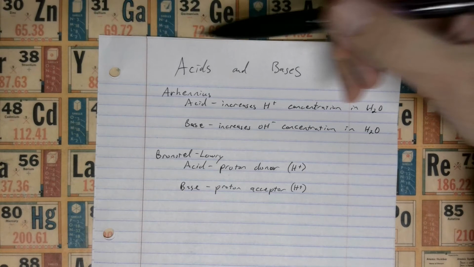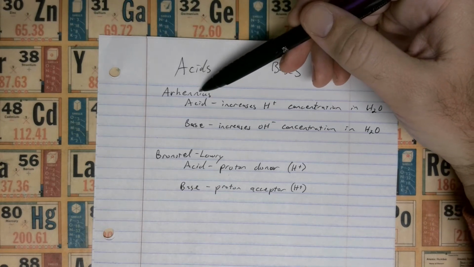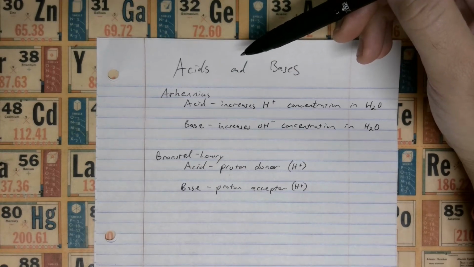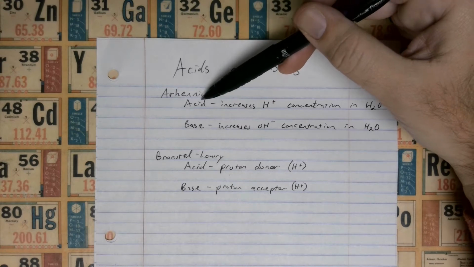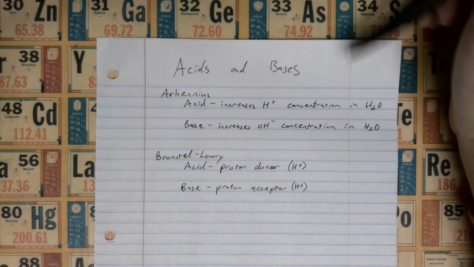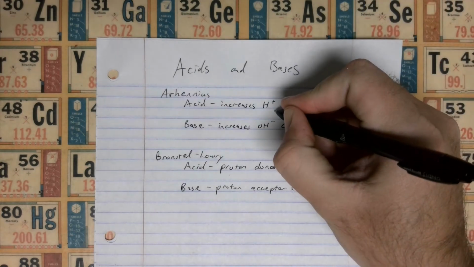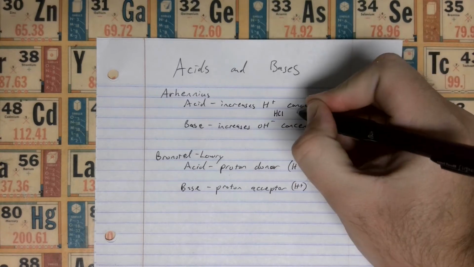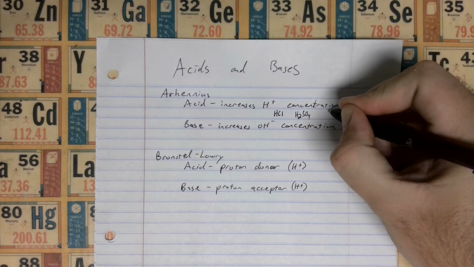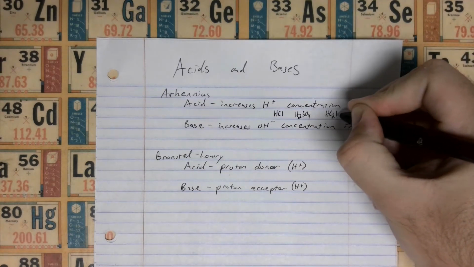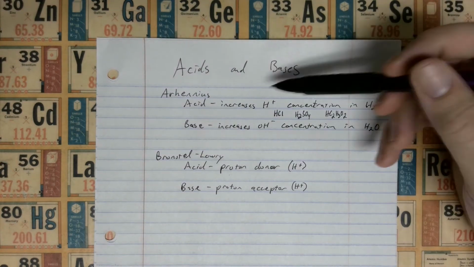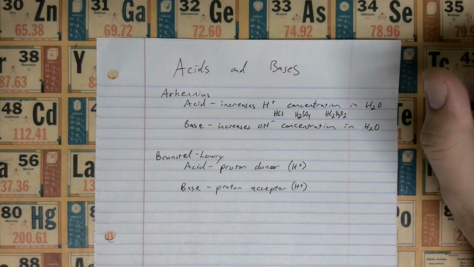But the Arrhenius acid and base is kind of our standard definition, the one that we use a lot. An acid is something that increases the H plus concentration in water. So your acids are the ones that have an H in front, something like HCl, hydrochloric acid, H2SO4, sulfuric acid, HC2H3O2, which is acetic acid. Those would be things that increase the H plus concentration in water.